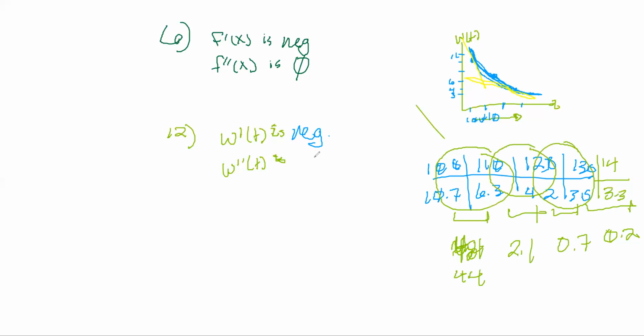And so W double prime of T is going to be negative. Yes. Because if they were decreasing by the same increments, that would be 0. If they were increasing by less and less, that would be positive. If it was a line, it would be 0, and it would look something like this if it was positive. So yeah.